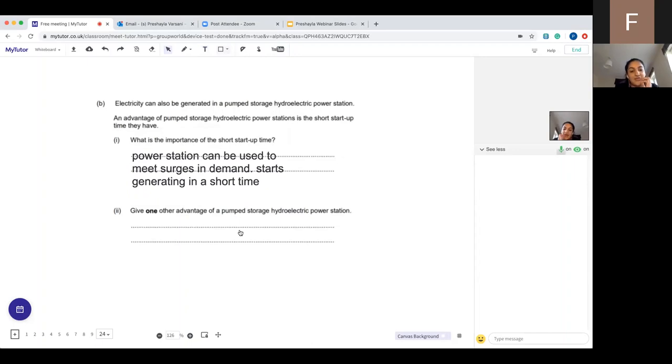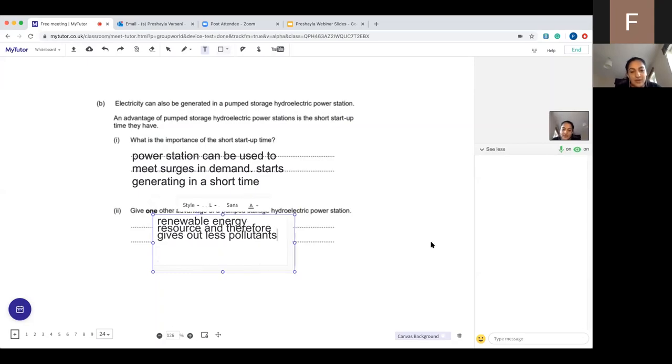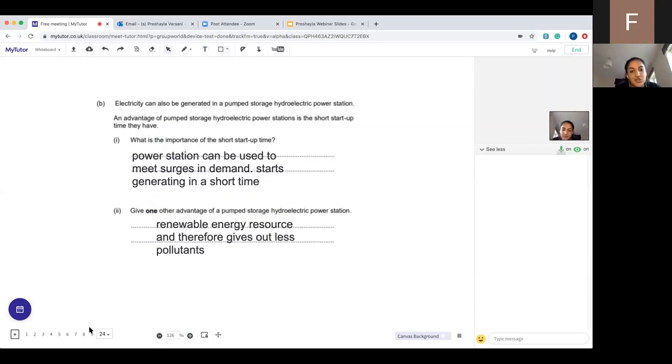Okay, what's another advantage of using a pumped storage hydroelectric power station? Well, that would be that it's a renewable energy resource and therefore gives out fewer pollutants, like CO2 gases and sulfur dioxide gases. So that would be another advantage, as well as having a short startup time.